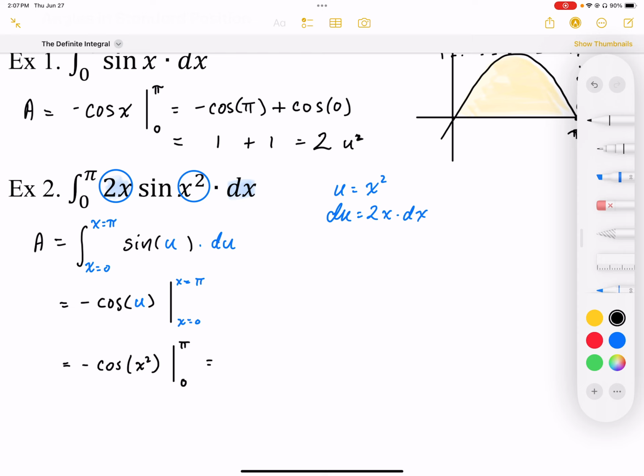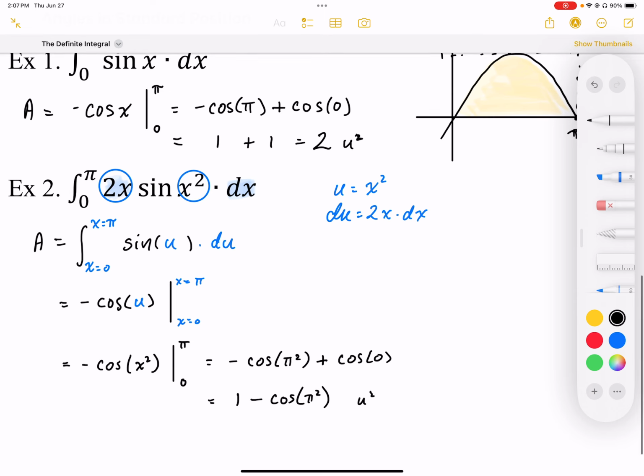So when I work this out, I'm going to end up with negative cosine of pi squared minus negative, or plus, cosine of 0 squared. So this works out to be 1 minus cosine of pi squared. And that's going to be units squared because we're representing that as area under a curve.